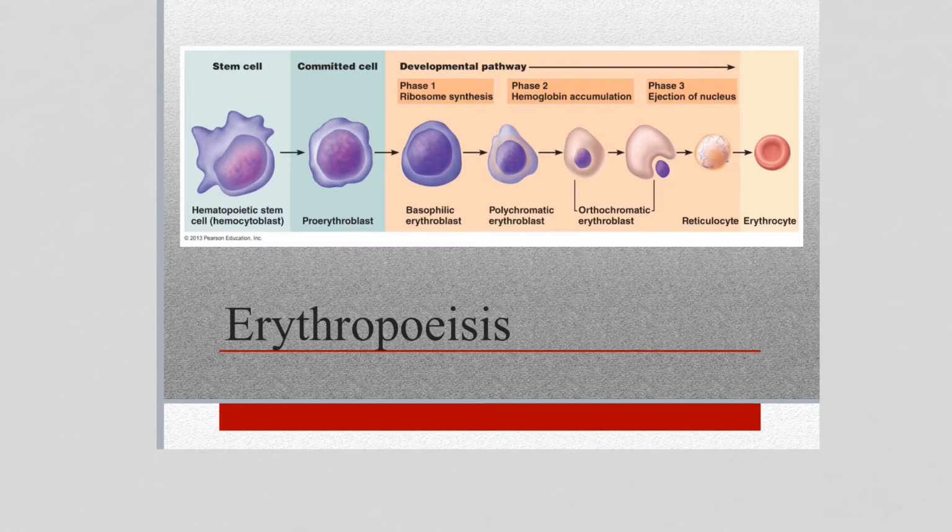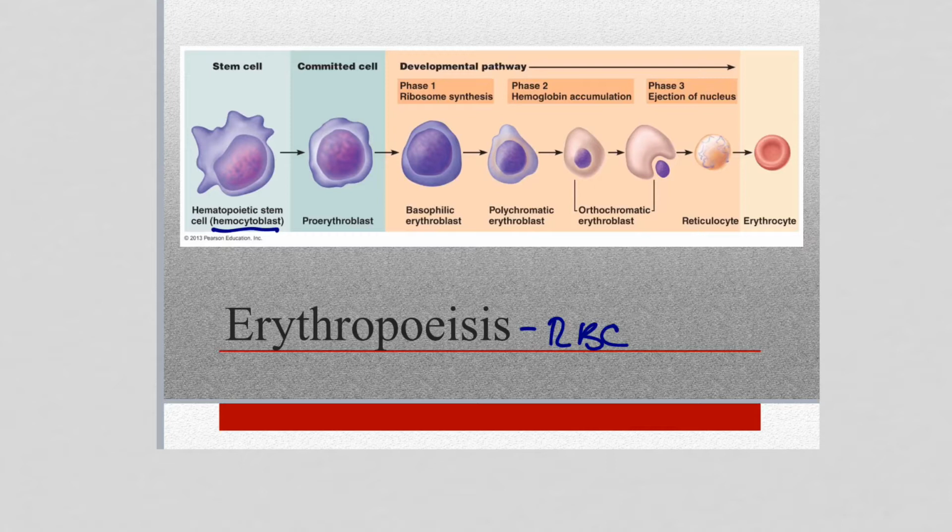Okay, so we're going to take a look at erythropoiesis, which is red blood cell production. Just like the other formed elements, erythrocytes are formed in the red bone marrow, and all the formed elements come from the same stem cell, which is called the hemocytoblast. So you don't have to know all these different steps, but you do need to know generally what happens.